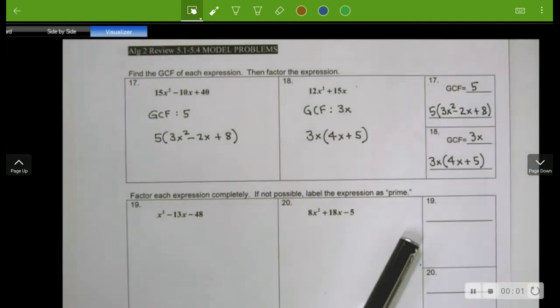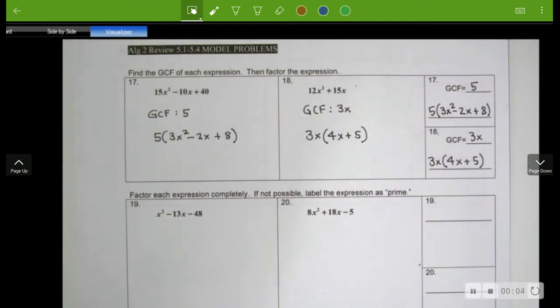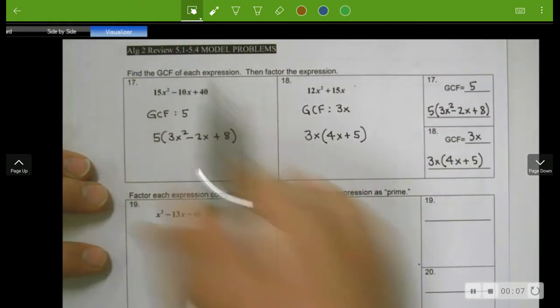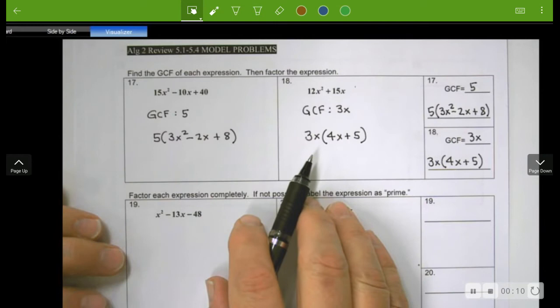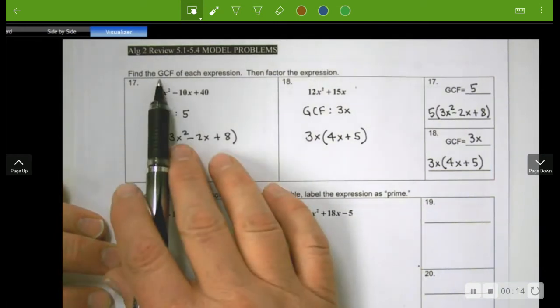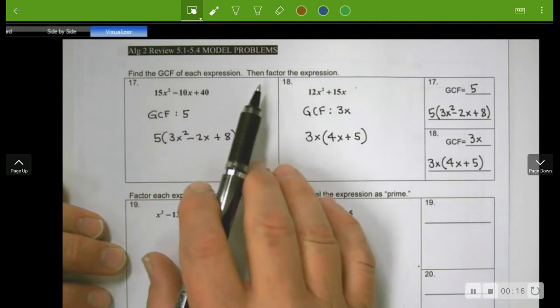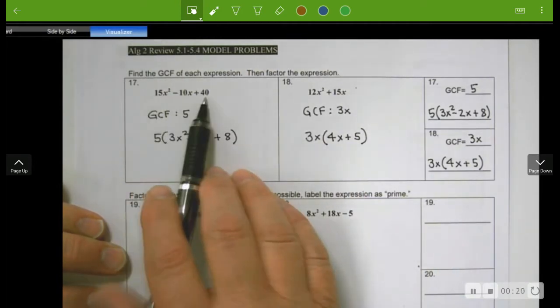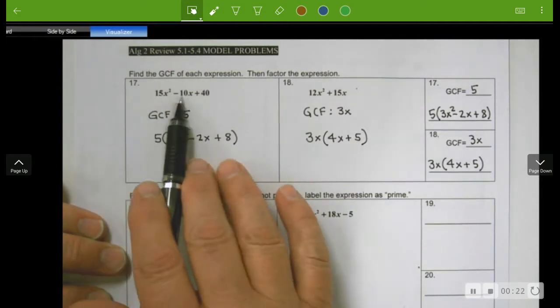Okay, we're continuing with the model problems for the 5.1 to 5.4 review in Algebra 2. And in problems 17 and 18, we're supposed to find the greatest common factor of the expression and then factor that out. So we look at the numbers in problem 17, the 15, the 10, and the 40.